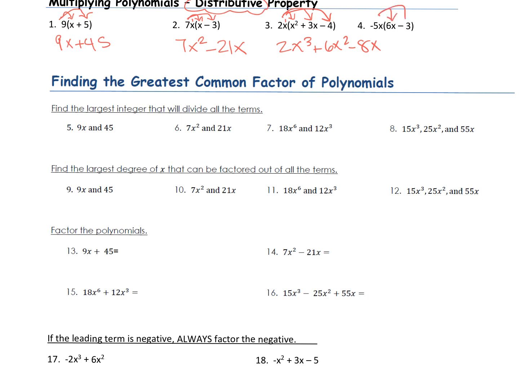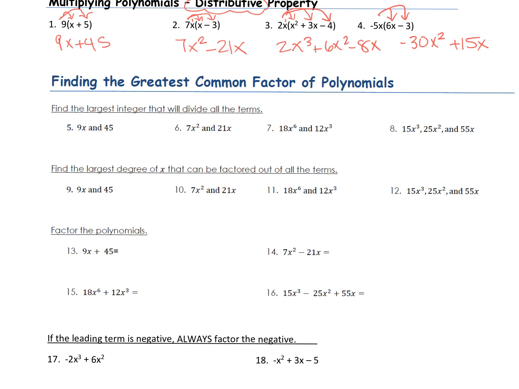And lastly, notice there's a negative sign in front of my 5. So this will be negative 5 times 6, which is negative 30, x times x, which is x squared. Negative 5 times negative 3 is plus 15, and there's nothing to combine my x with, so it's just going to be my plus 15x.